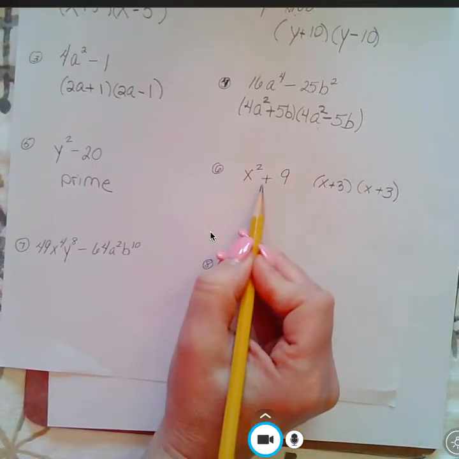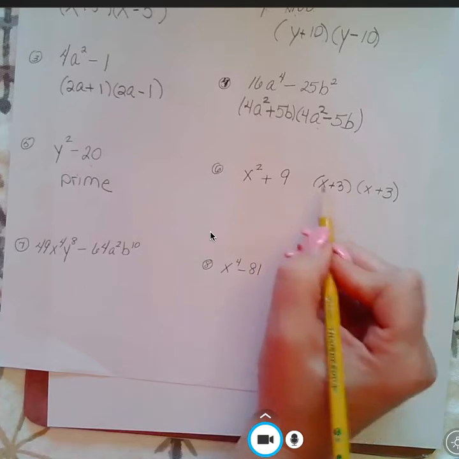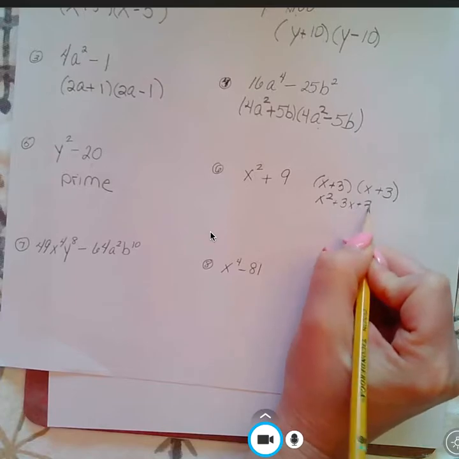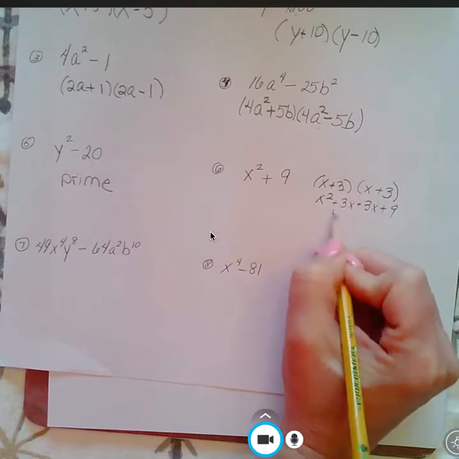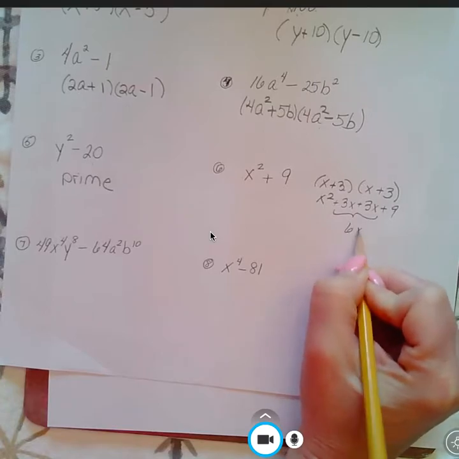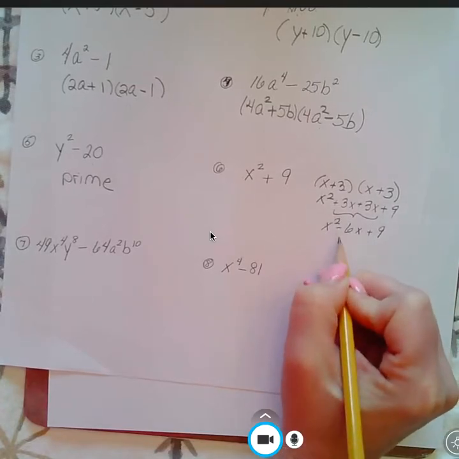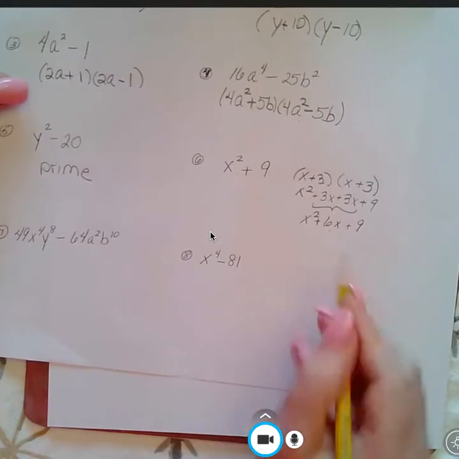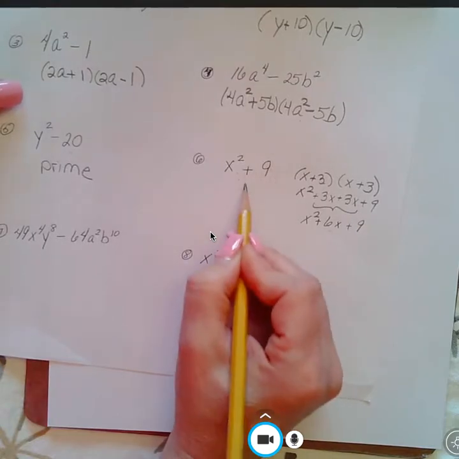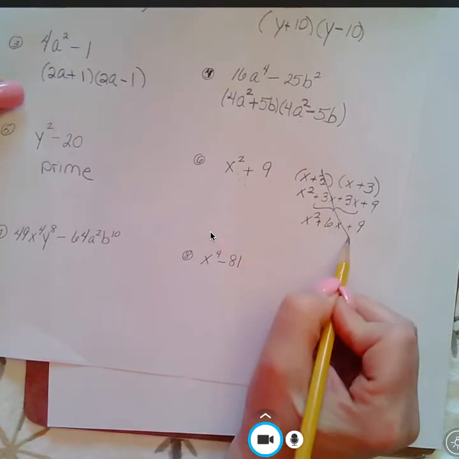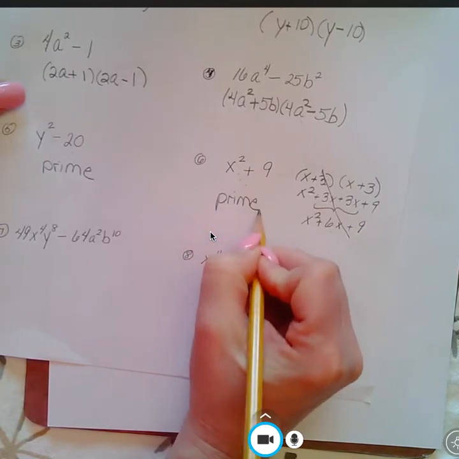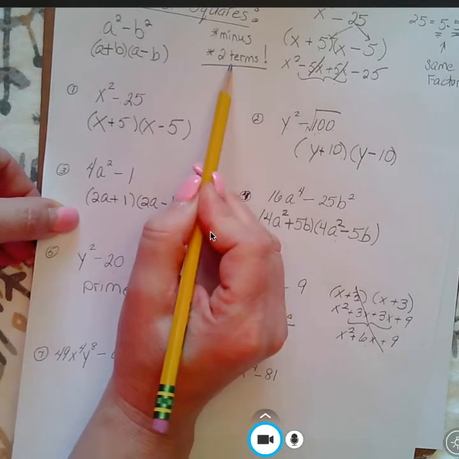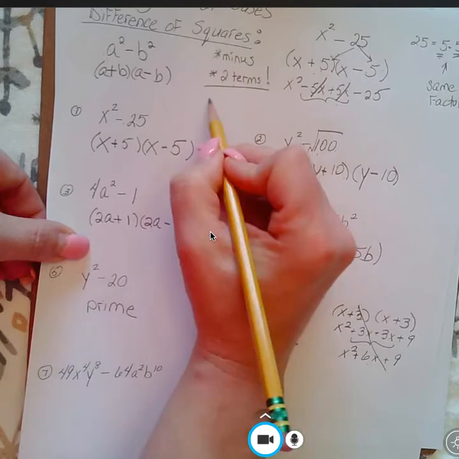Because of the pluses. Well, if we were to do one like this, then we would get x squared plus 3x plus 3x plus 9. And if we combine terms in the middle, it's going to give us a 6x. And these are not the same, because here we do have that 6x, and we don't have it here. This guy cannot be factored. So that's not going to work. He's prime. Okay? So again, when we do this, we have to remember minus sign, two terms, and they have to be squares. Let's put that there too.